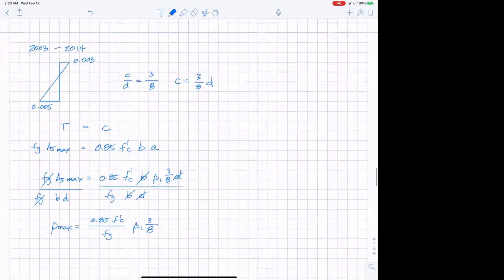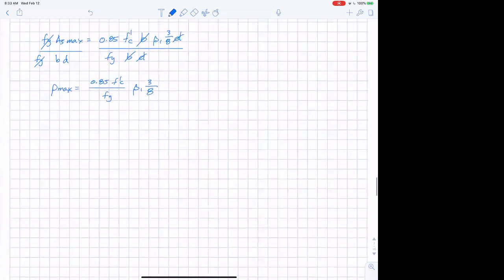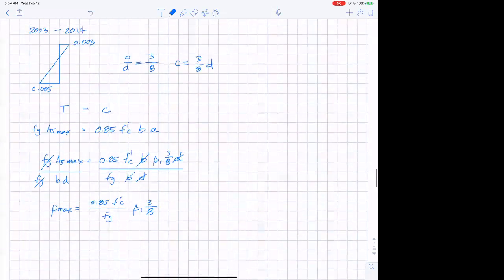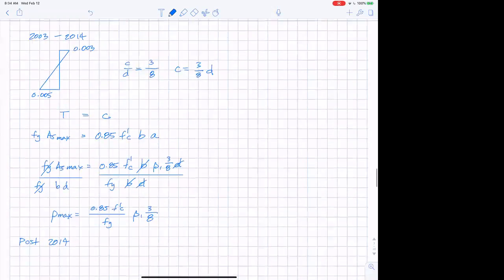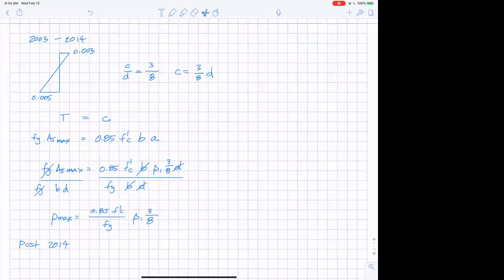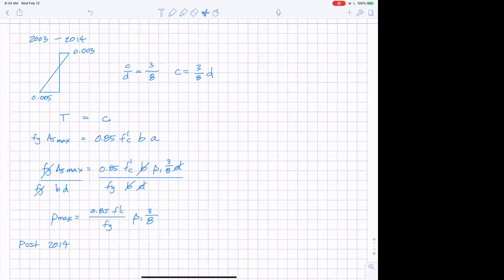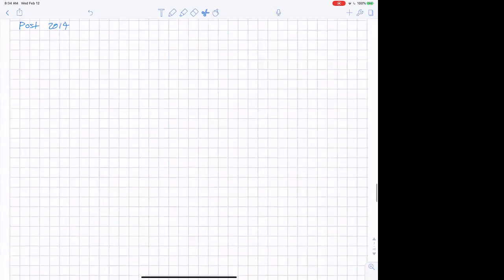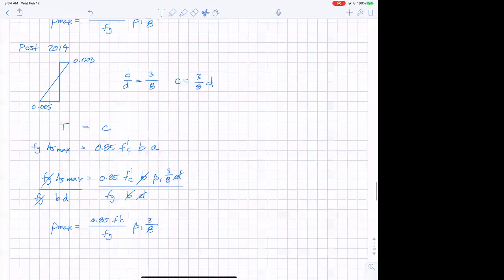Okay, so for post 2014, and I think I can do this all on this page. So I'm going to be lazy. I'm just going to copy this whole proof. There we go. Copy that. I'm going to paste it in here, and I'm going to show you what changed.